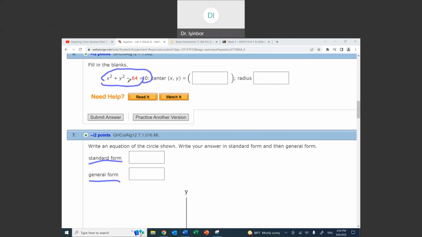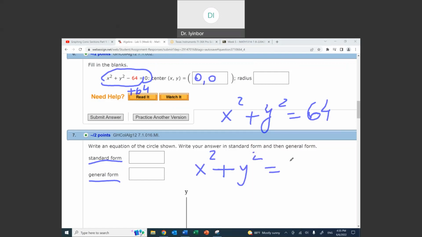So what you need to do is just add 64 to both sides, and you're going to get x squared plus y squared equals 64. This is the equation of the circle. And the circle has center 0, 0, because if it's x squared plus y squared, that's always the center. I'm going to write the formula again here, and you can look at your formula sheet also: x squared plus y squared equals r squared. Comparing the formula with the equation we have here, r squared is 64, right?